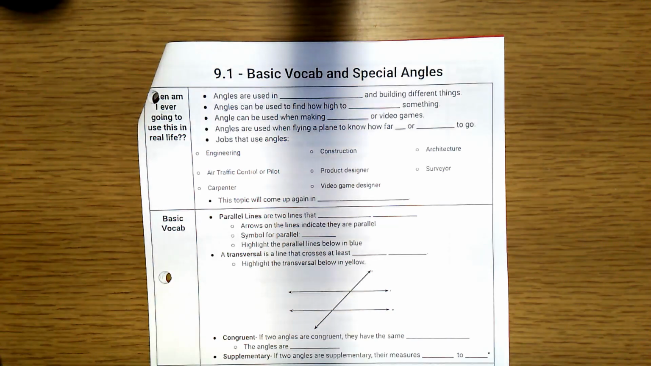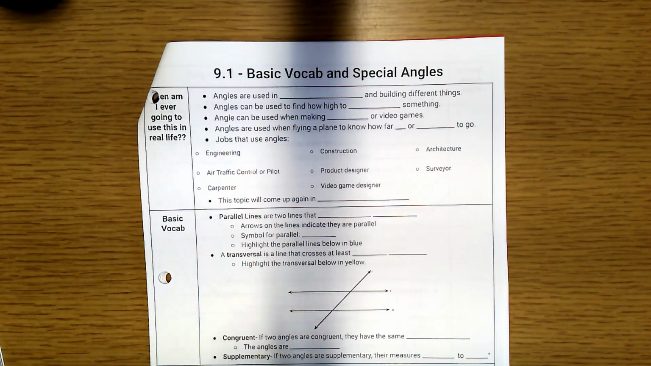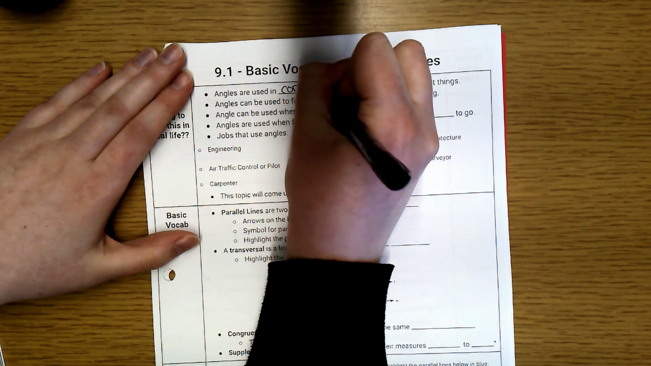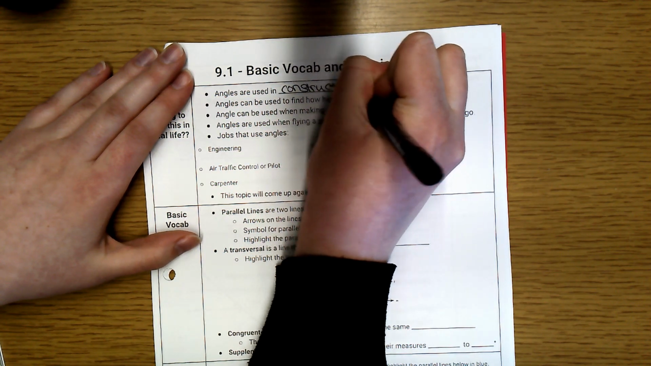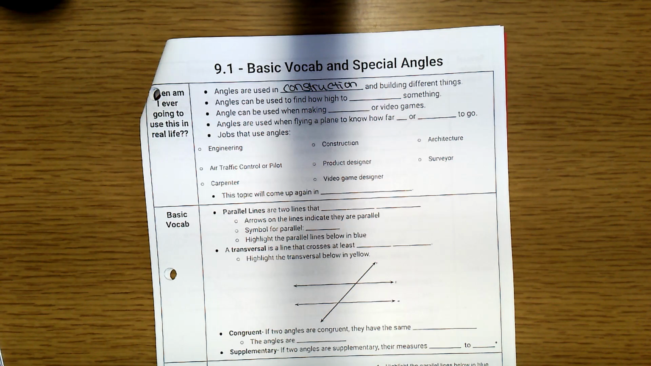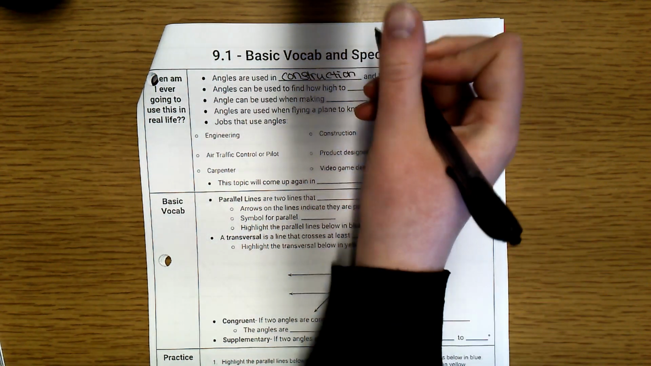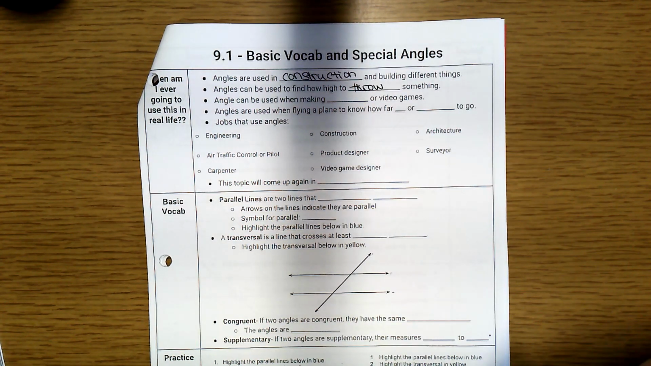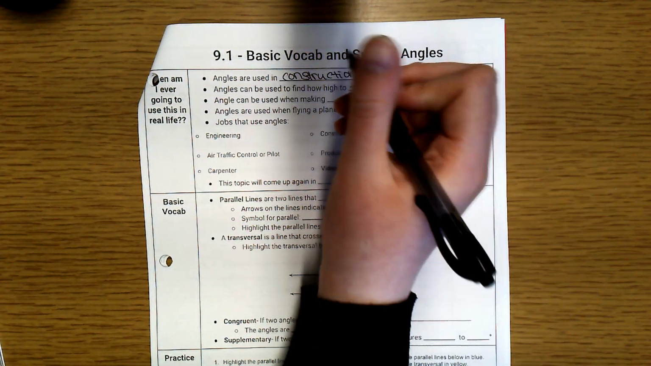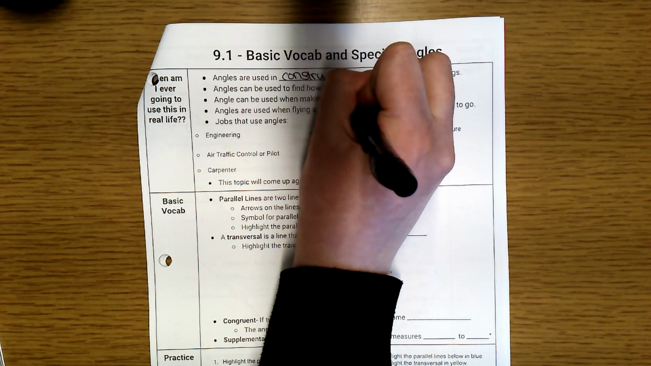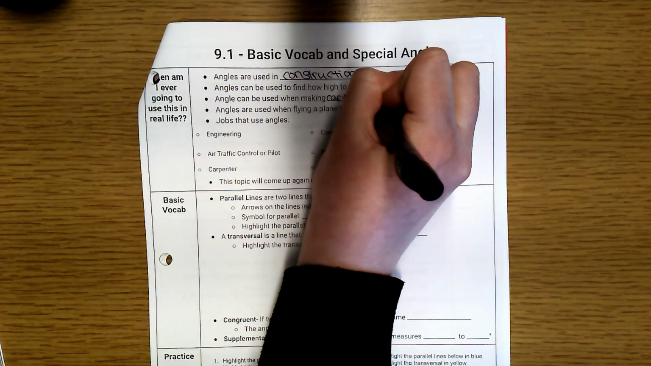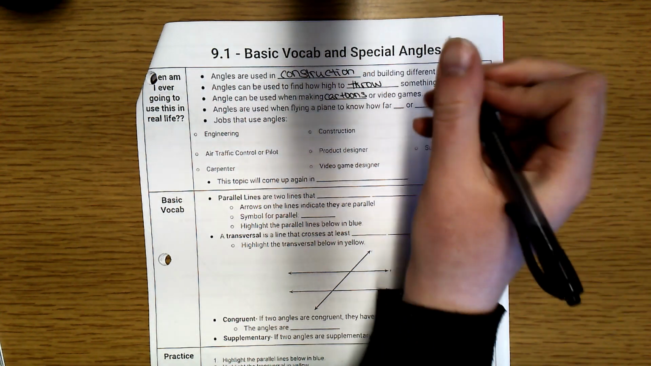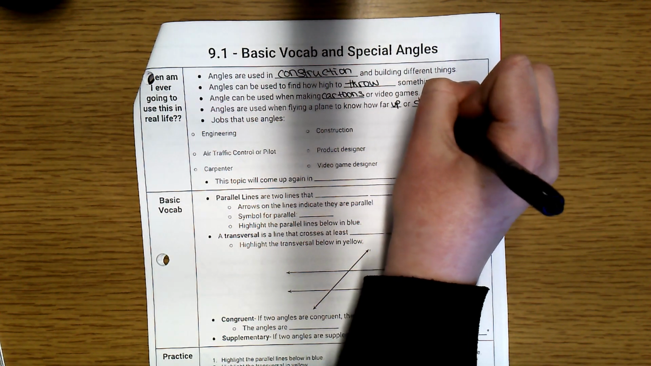So, angles are used in construction. Any construction project is going to involve angles. Anything with building stuff has angles in it. You can also determine how high you have to throw something, so at what angle you need to be at to throw something. Angles are going to be used when you make cartoons and video games. And then angles are used when flying a plane to know how far up or down to go.